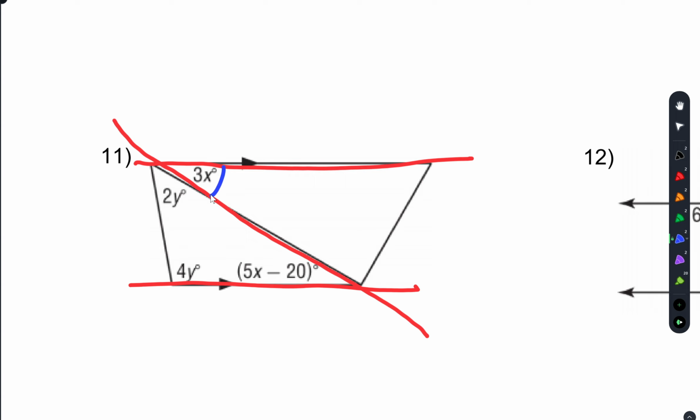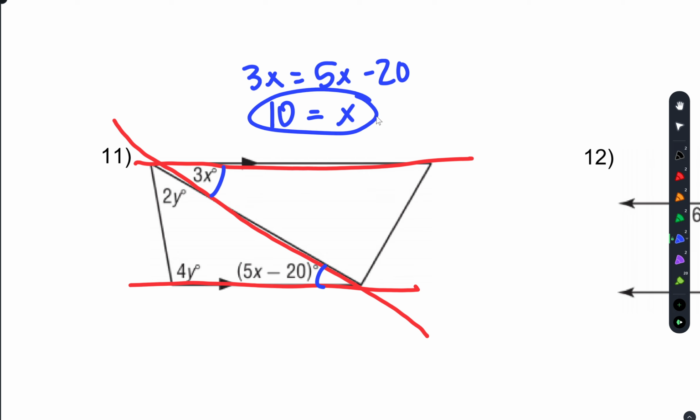These 2 angles are alternate interior angles. So 3x must equal 5x minus 20. Or I think x is 10. That one was pretty easy. How do we get to y, though? I heard 2 different reasons last hour how we could get to y. Anybody got one? Ooh, tricky.